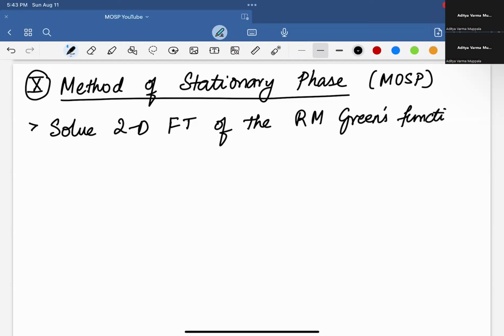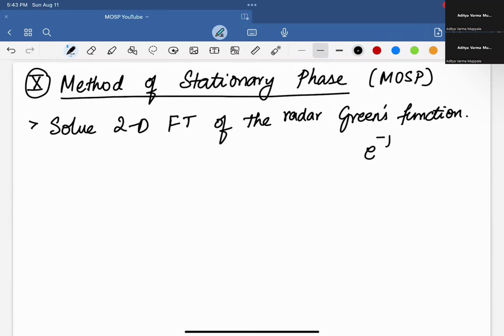So we saw that there's a Green's function for the, actually I shouldn't say range migration. Let's just say radar Green's function. So you have the radar Green's function. It's of the form either e to the minus jkr over r or 4 pi r. That's the one way. And if you take the two-way Green's function, it is e to the minus 2 jkr over 4 pi r squared.